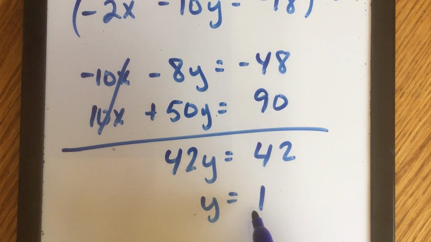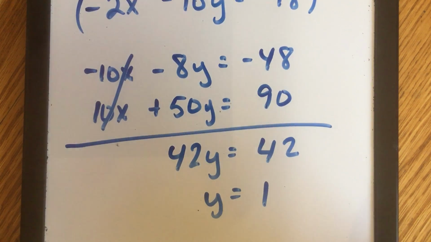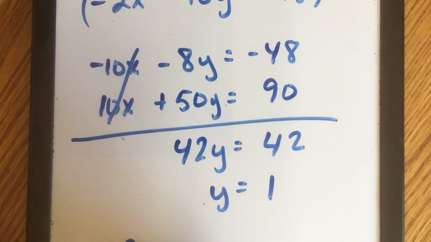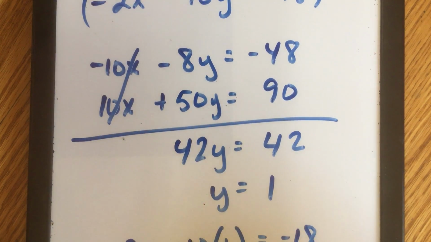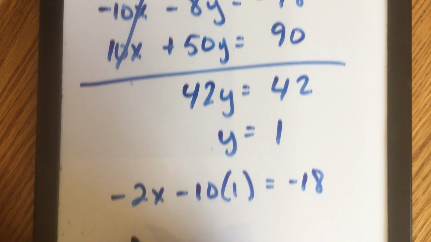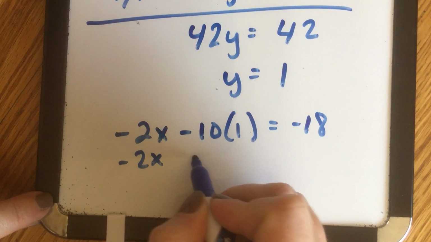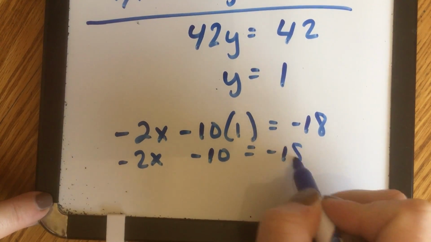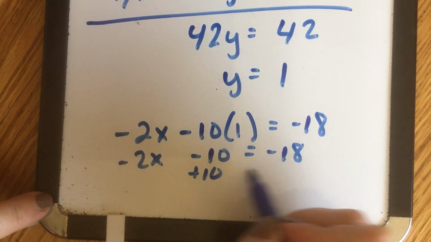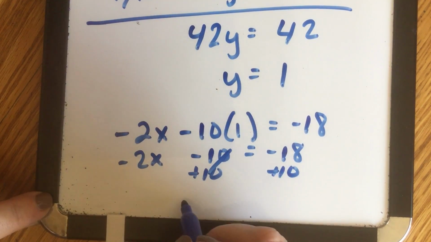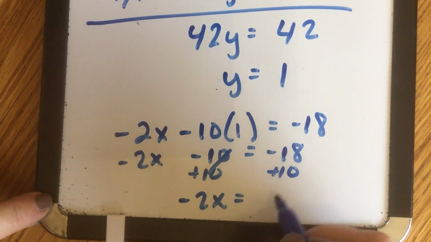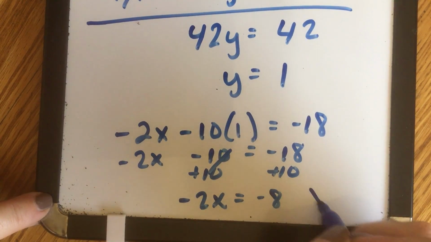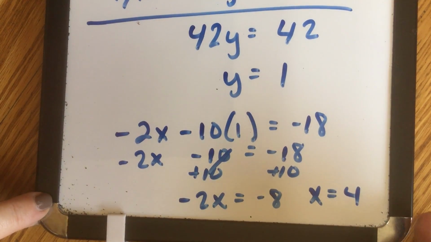So now that I know y is equal to 1, I'm going to plug that into one of my original equations. So I'm going to plug it into the bottom one. So I'm going to have negative 2x minus 10 times y equals negative 18. So that is negative 2x minus 10 equals negative 18. So I'm going to add 10 to both sides. So that gives me negative 2x equals negative 8. So x equals positive 4.